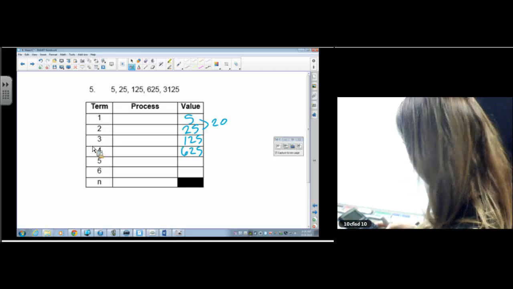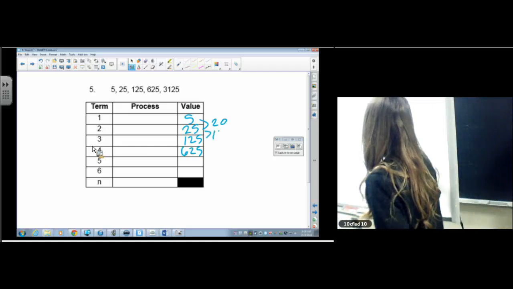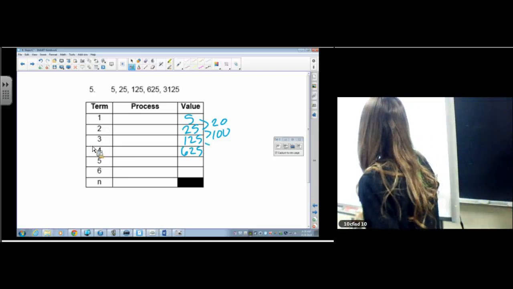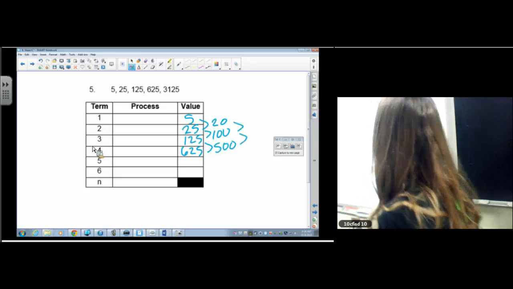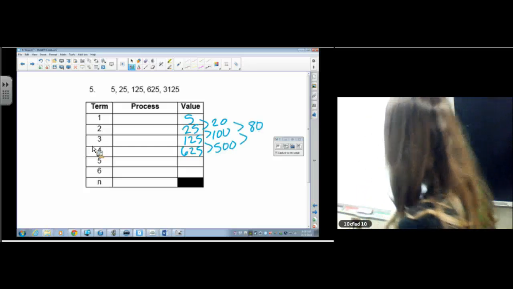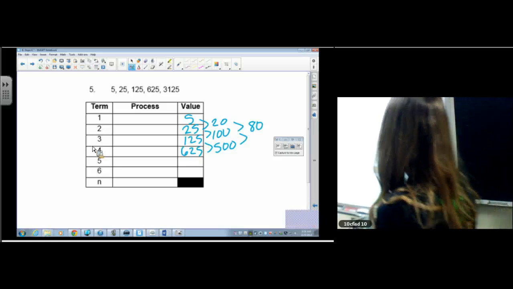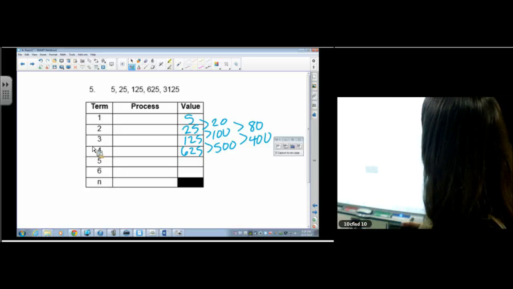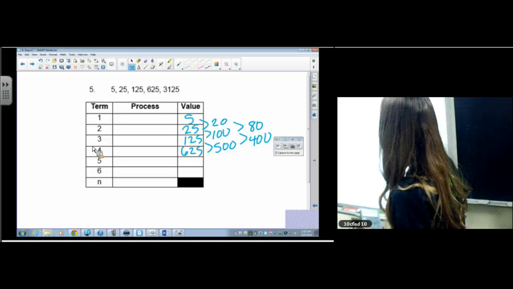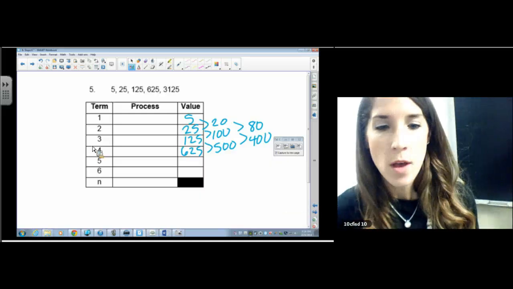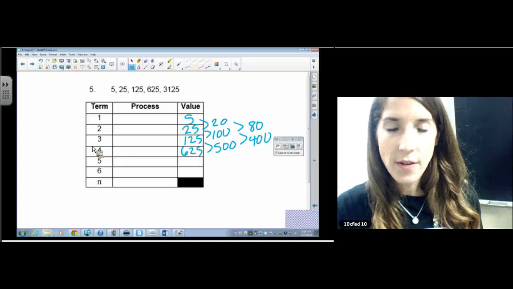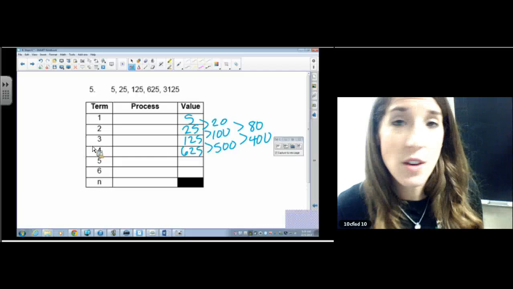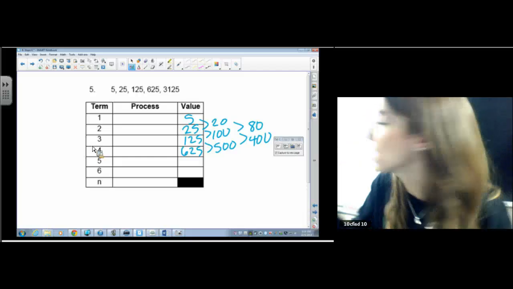So you get 20, you get 100, you get 500, and then you're like, well, that's not constant, so I better do it again. So you get 80, and then you get 400. And then you ask yourself, what number are these being multiplied by to get the next one? You can divide them. What's 100 divided by 20? What's 500 divided by 100? What's 400 divided by 80? It doesn't matter which two you pick. You can pick any two of them that are consecutive, and you're going to get 5.